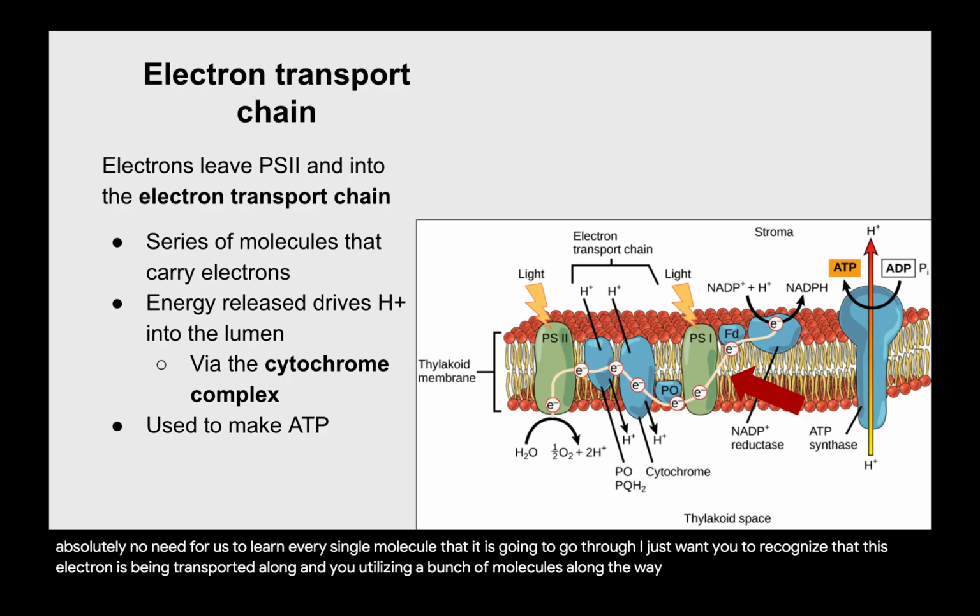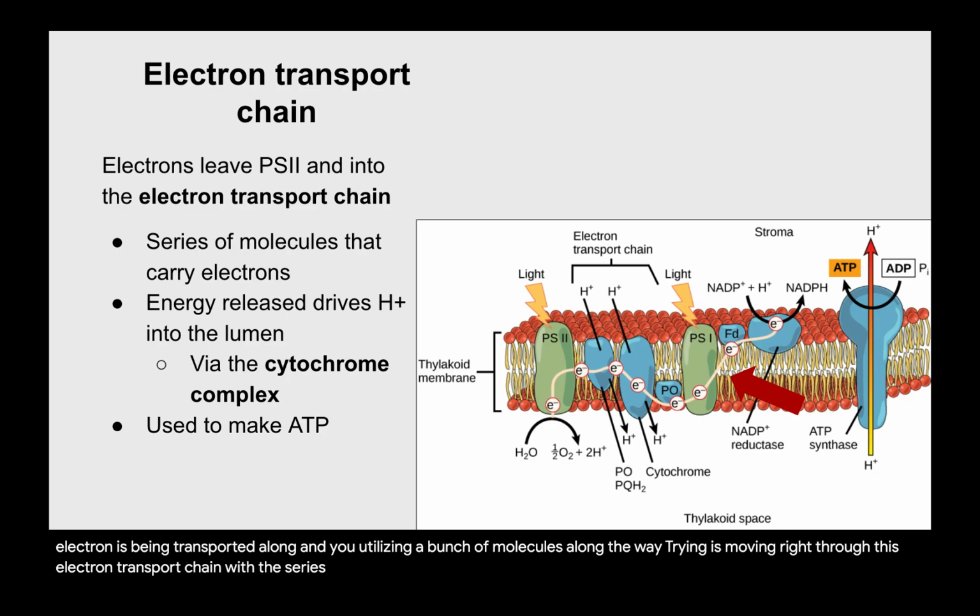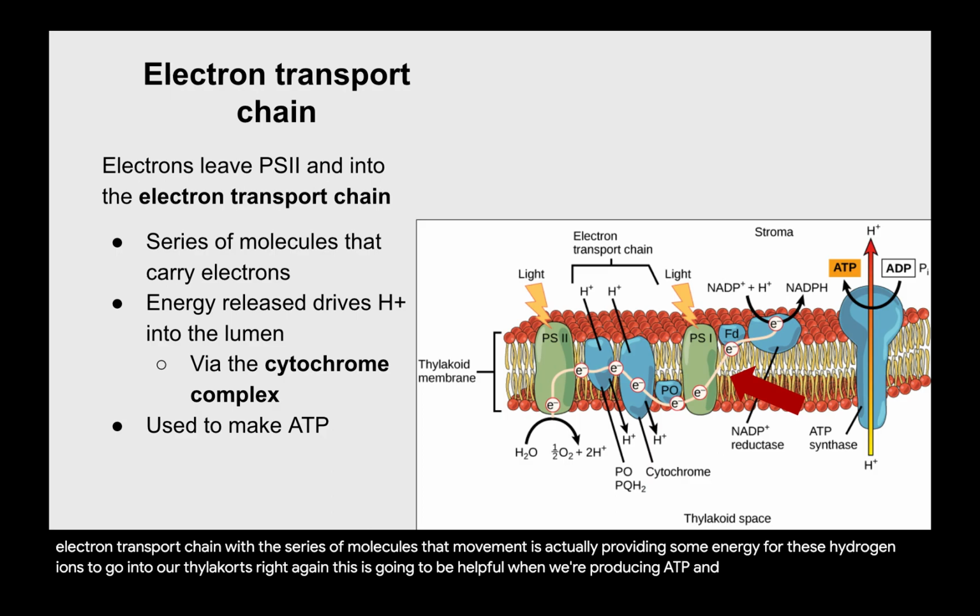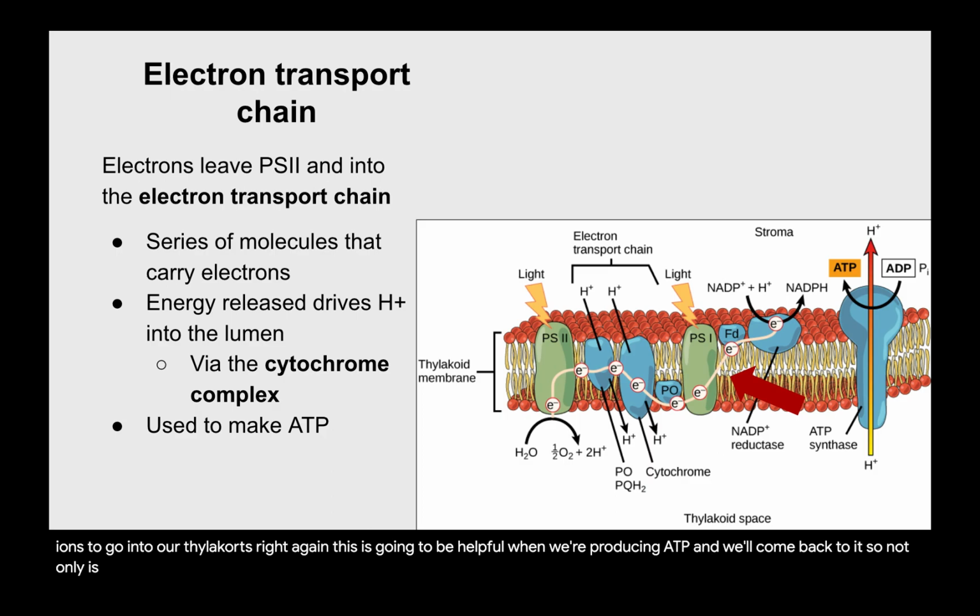As this electron is moving through this electron transport chain with these series of molecules, that movement is actually providing some energy for these hydrogen ions to go into our thylakoids. Again, this is going to be helpful when we're producing ATP, and we'll come back to it. So not only is this electron simply moving, it's also drawing some hydrogen ions into the space in our thylakoids.